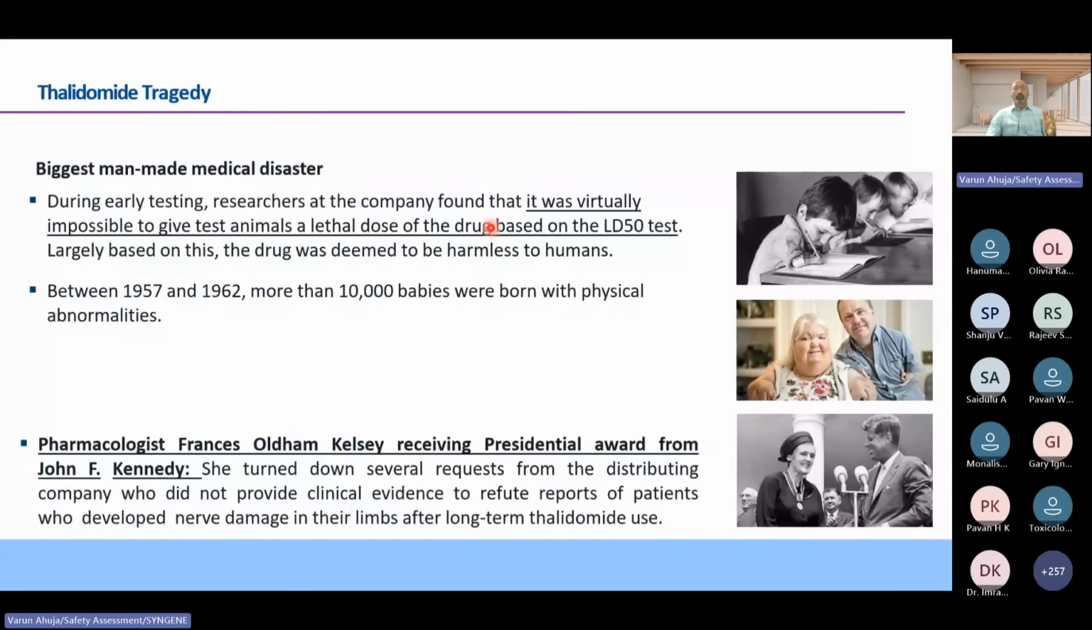Okay, so people should be educated also when they make some claims. When this drug was introduced first in Germany and then in the other European markets with only the LD50 test available, between 1957 and 1962 there were more than 10,000 babies born with physical abnormalities. All these pictures are available on Google. Not a very good thing to see.